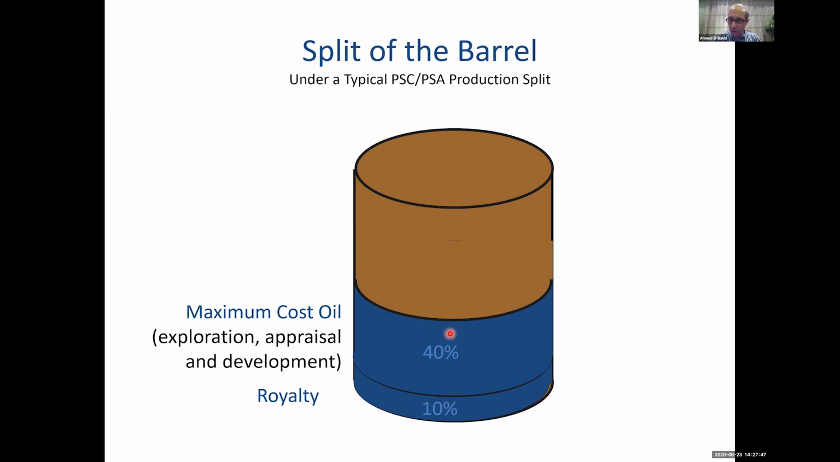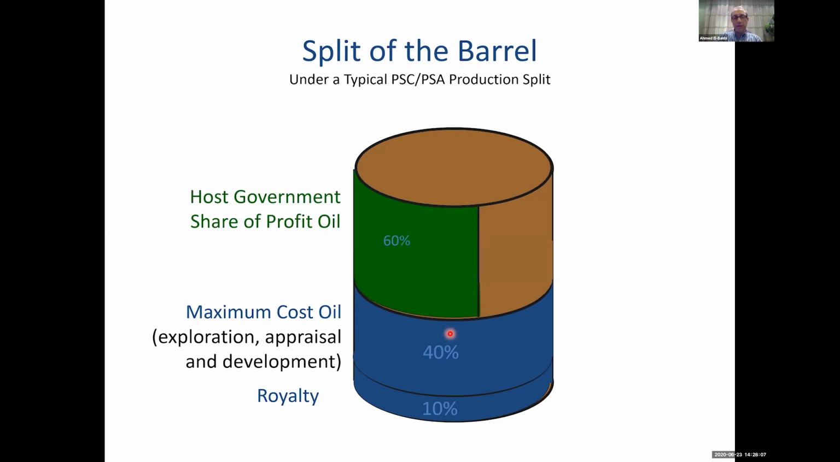This is what we mean by cost recovery. So you are allowed to recover up to a certain percentage of the revenue. After that, if the cost is higher than this, it will be carried forward to the next year, and the year after, and the year after, etc. Then the rest is called the profit oil. Let's say the host government will take 60% and the contractor will take 40%, or 70-30, or 80-20. It depends on the agreement.